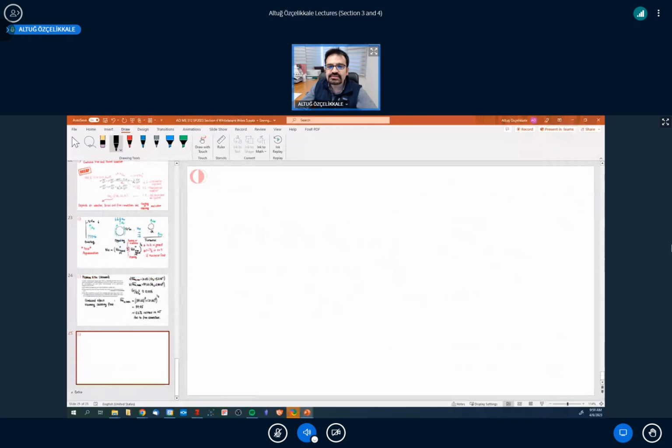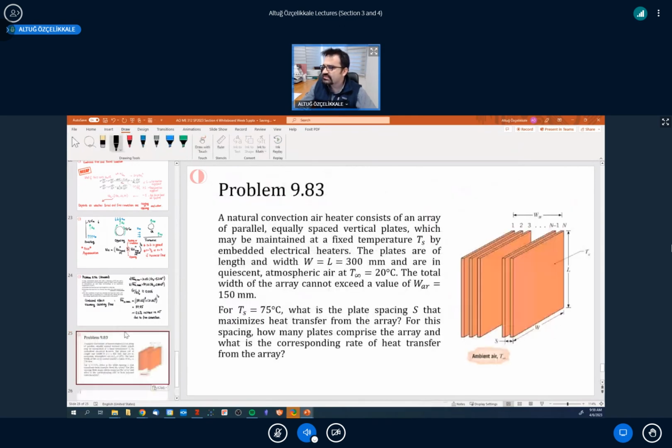Okay. So what I would like to do is solve an example problem about this chapter. Here is problem 9.83. We have a natural convection air heater that consists of an array of parallel, equally spaced vertical plates. They are maintained at a constant fixed temperature of Ts, and there are embedded electrical heaters that are causing that. We know the dimensions of the plates. It is indicated in the figure as well. And they are sitting in quiescent atmospheric air with an ambient temperature of 20 degrees Celsius.